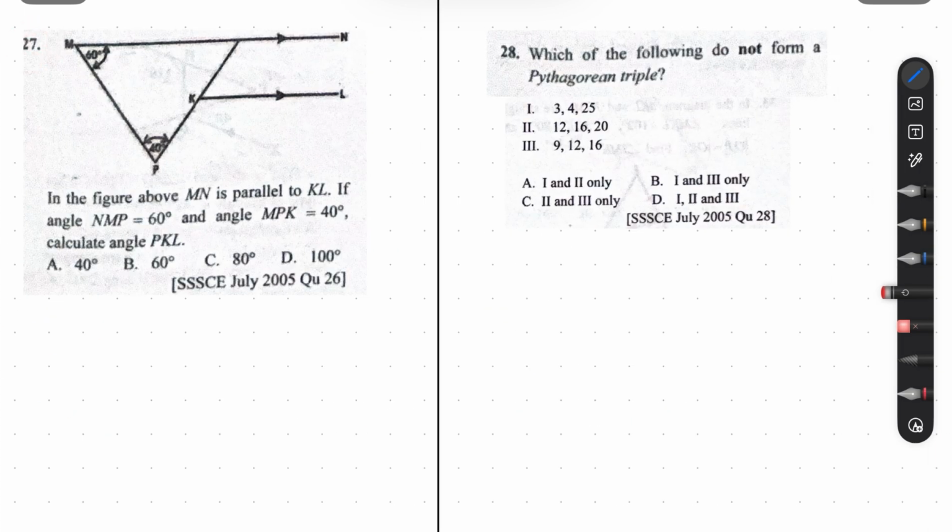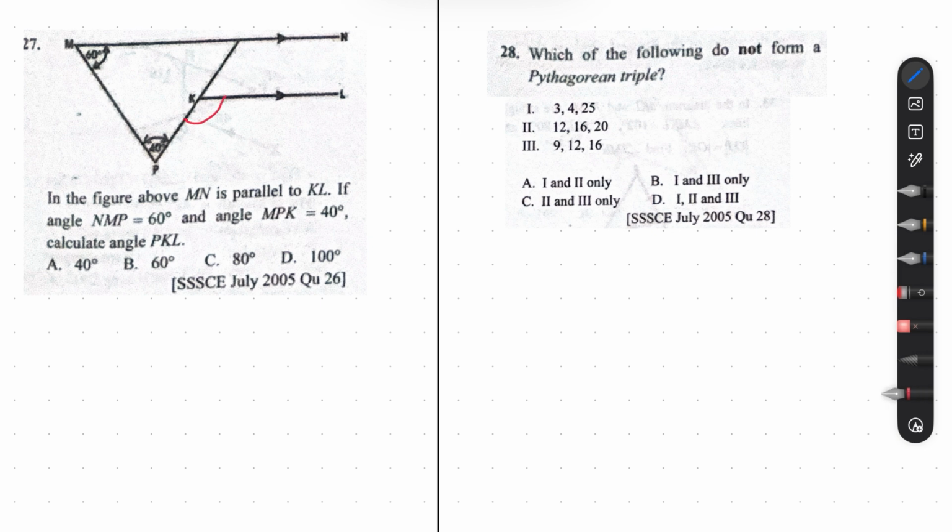Cool, this is question 27. In the figure above, MN is parallel to KL. So these two lines are parallel, they will never meet, even at infinity. If angle NMP is equal to 60 and angle NPK is equal to 40, calculate PKL. So we need to find what? PKL. This is the angle we are trying to find.